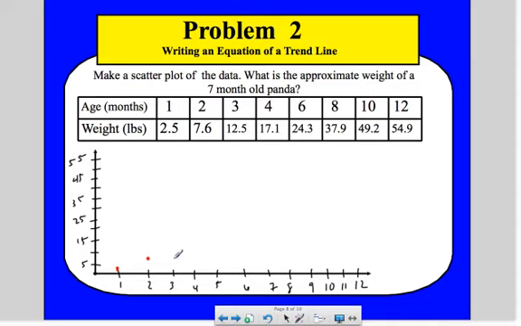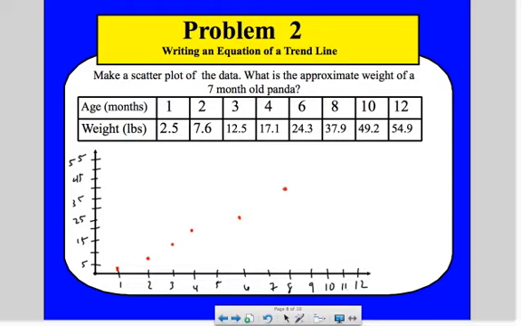3 is 12.5. So we're going to be up above 10, in between 15. 4 is 17, so it's going to be above 15 there. We skipped 5, we went over to 6 is 24, so it's just below 25 there. 7 we skipped, 8 we're at 37.9, so we go up to almost 40. 9, we skip 10, we're at 49.2.